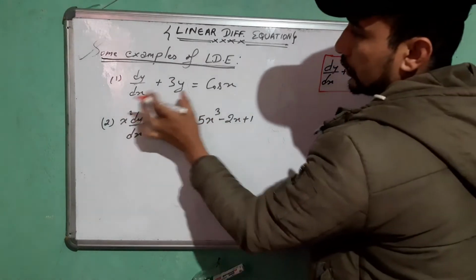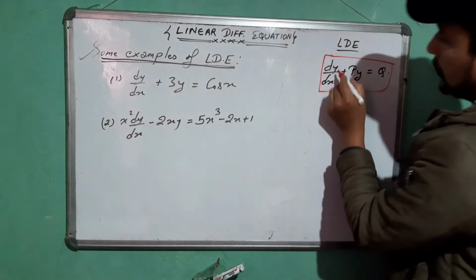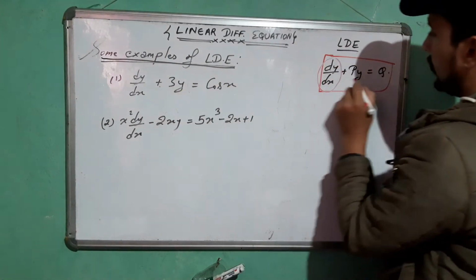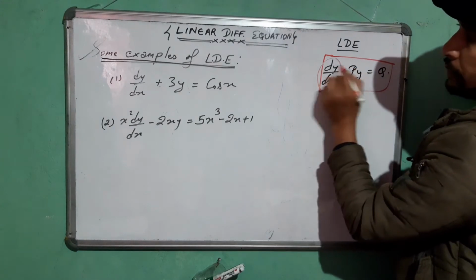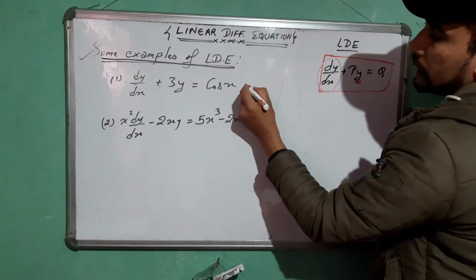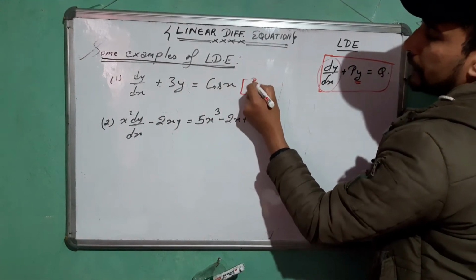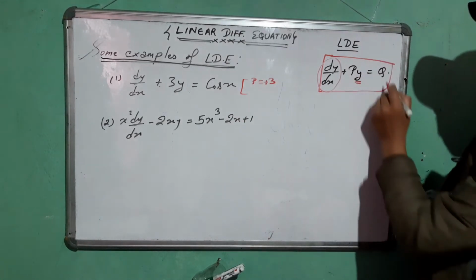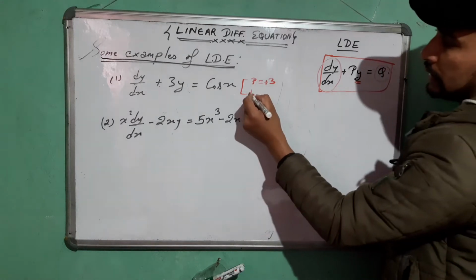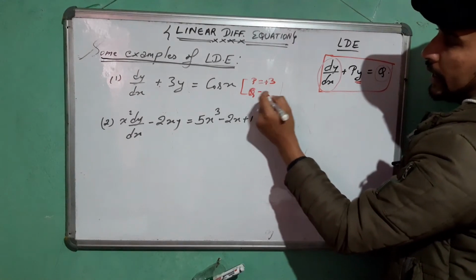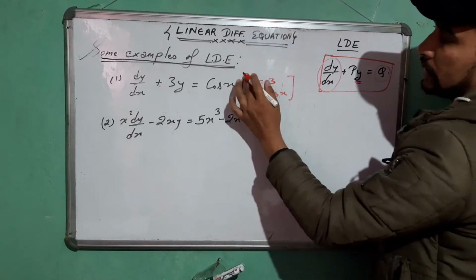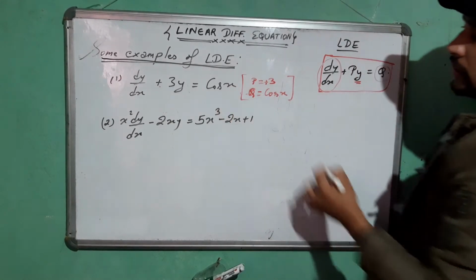Now see this question. You have dy/dx, so this part is there. After that, plus 3y. In place of P you have 3, so here P equals 3. And in place of Q you have cos x.